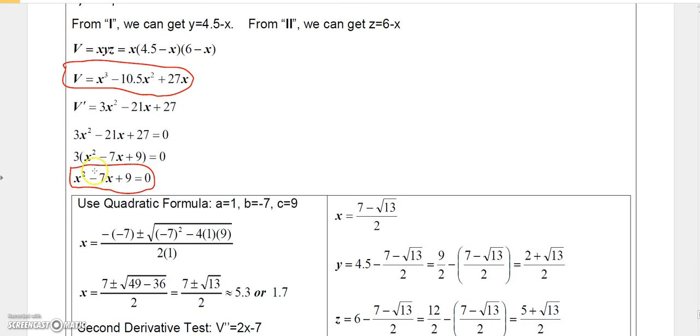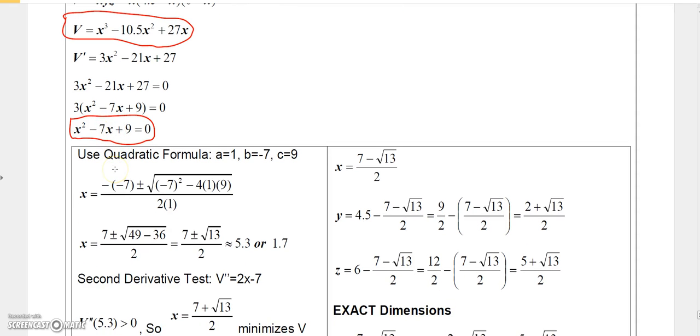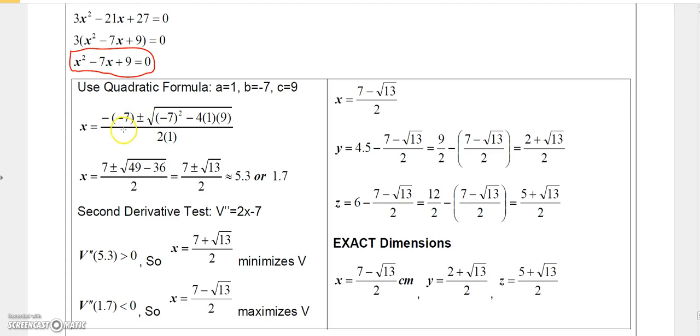And this doesn't factor, so I had to use the quadratic formula to solve this. So I used the quadratic formula with a equal 1, b equal negative 7, and c equals 9. And now I'll let you just go through the calculation here, but you know the quadratic formula. I got the answers are 7 plus or minus the square root of 13 over 2, which yields 2 answers, either 5.3 or 1.7.